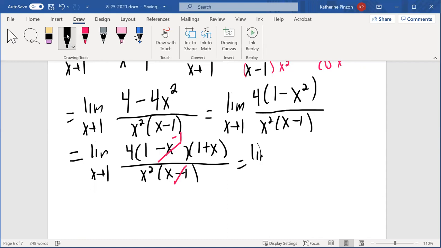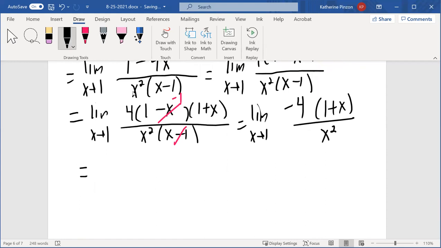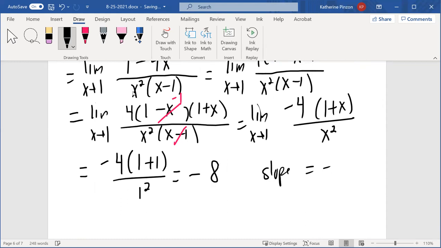Okay, so I have the limit as x goes to 1 of -4, because I have a 4 and a -1, times 1 plus x over x squared. What's the last step? Plug in 1 for x. 1 plus 1 over 1 squared, -8. Okay, so my slope is going to be -8.